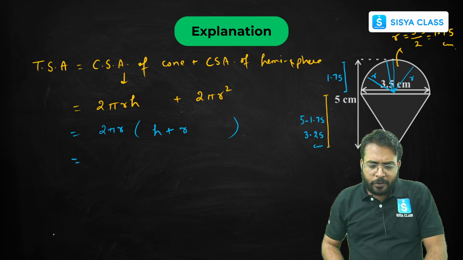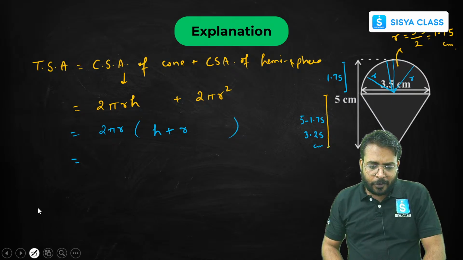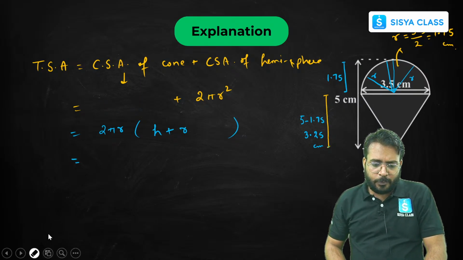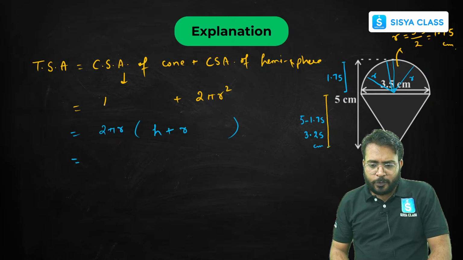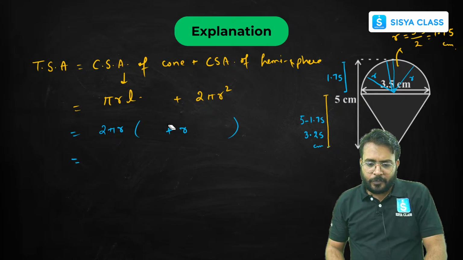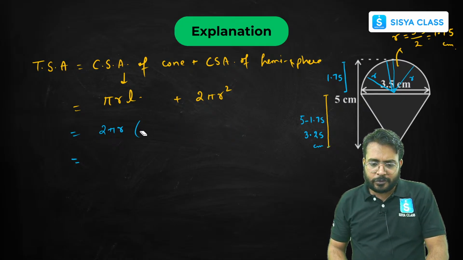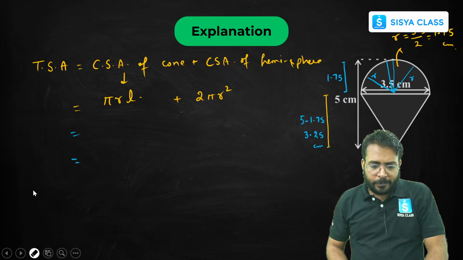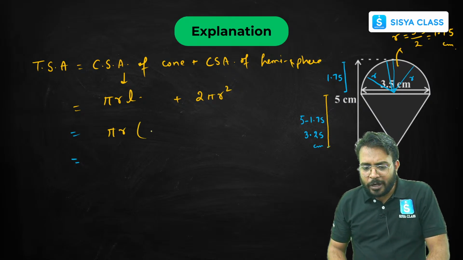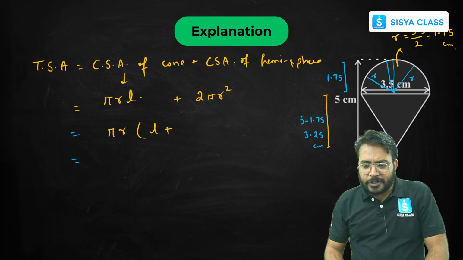Sorry, it is a cone, it is not a cylinder, just one mistake. It should be pi into r into l for the cone. So we can take pi r common here, and what we are going to get is l plus 2r.